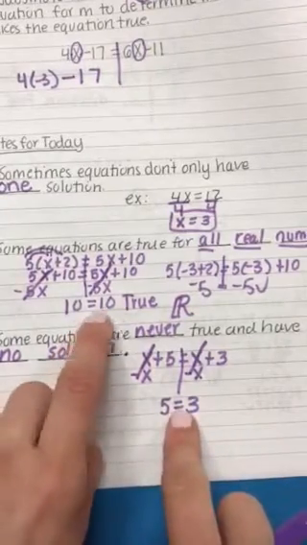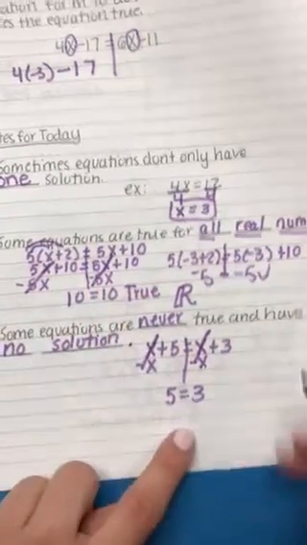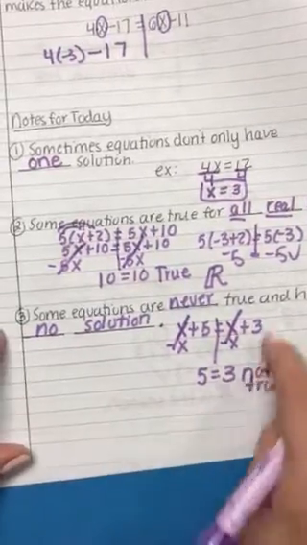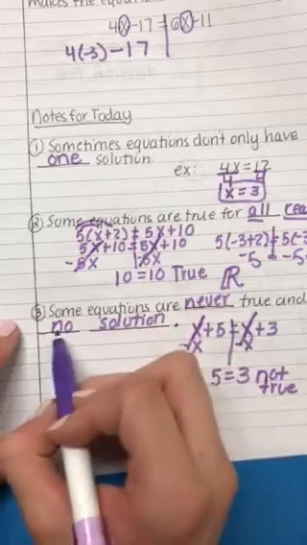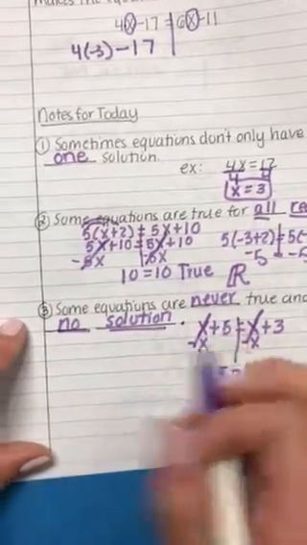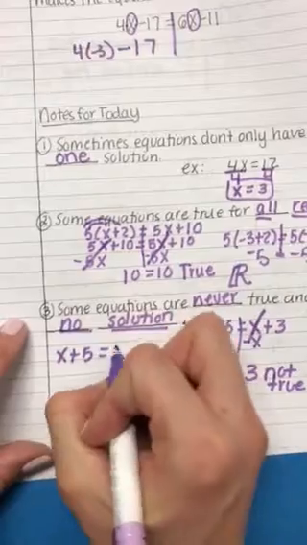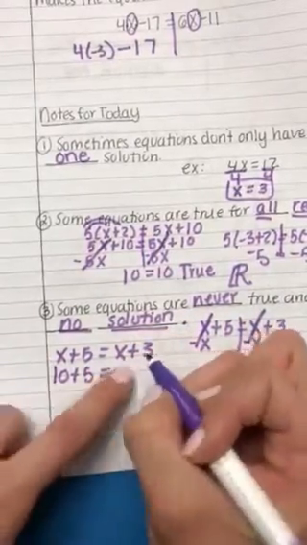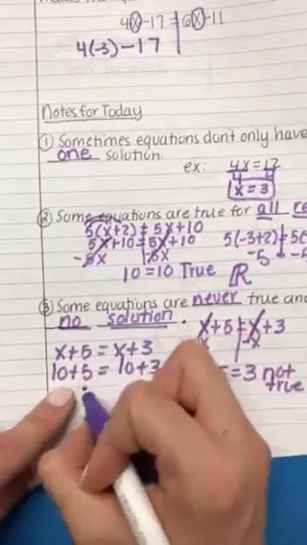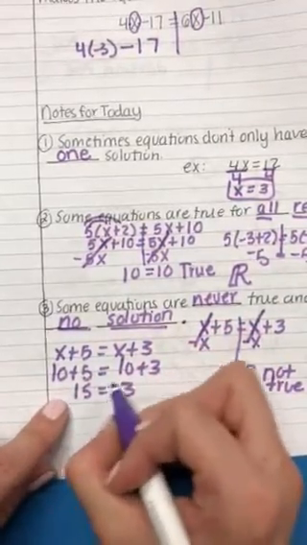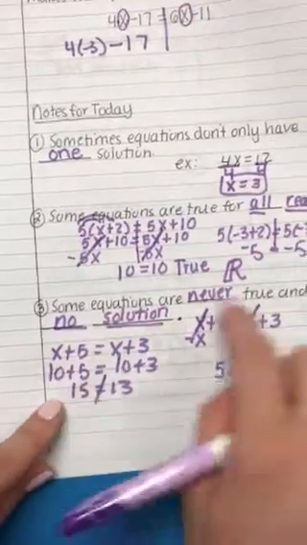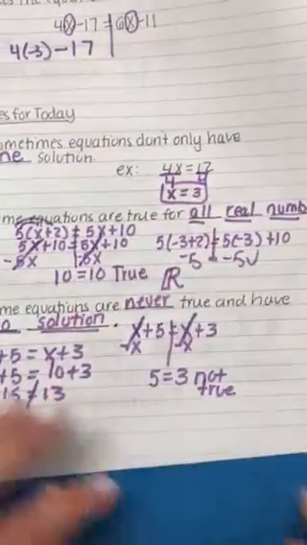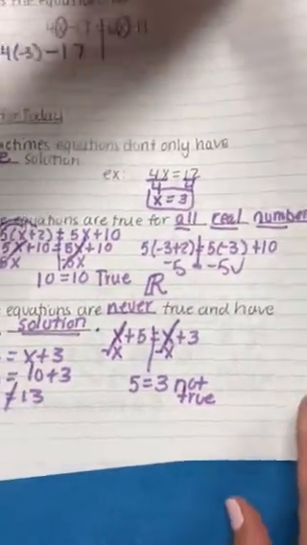That's not the same thing as saying 10 equals 10. That's true. 5 equals 3 is not true. So if this happens to you when you're solving, it means there's no solution. It doesn't matter what number you put in here. If I take a number like 10 and add 5 to it, and then I take that same number and add 3, well, of course, they're not going to be equal. It's not going to work for any number in the world. All right, so you're going to see that come up in our classwork today. Go ahead and turn the page.